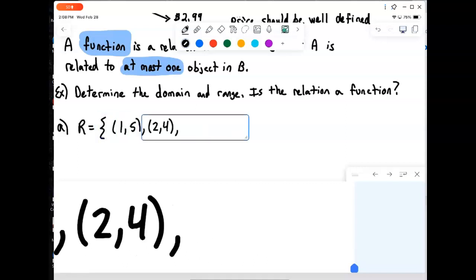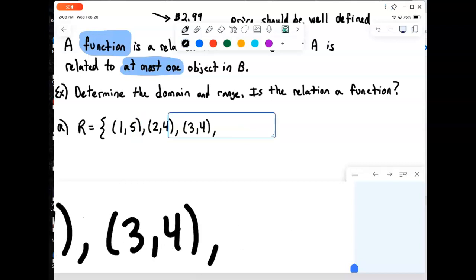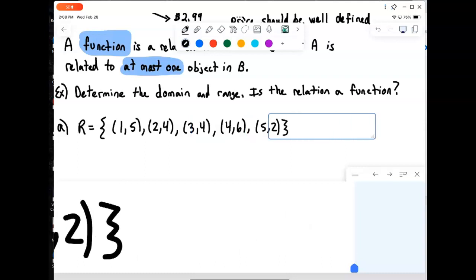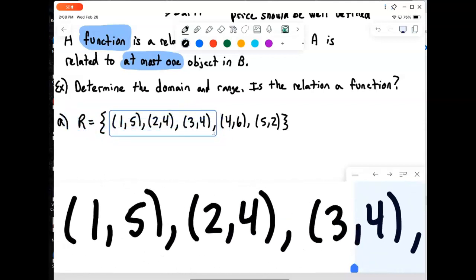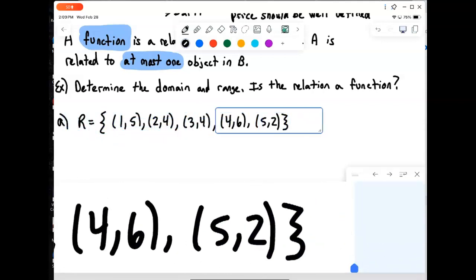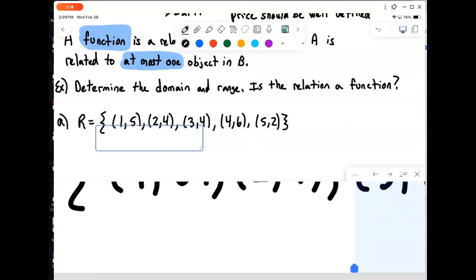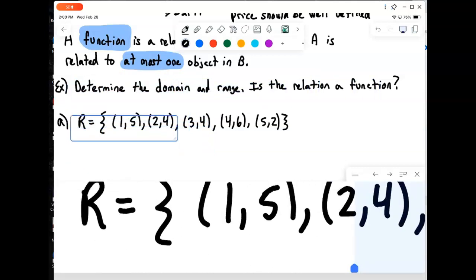3 goes to 4, 4 goes to 6, and 5 gets mapped to 2. So there are 5 relationships here for this particular relation. 1 gets sent to 5, 2 gets sent to 4, 3 gets sent to 4, 4 gets sent to 6, and 5 gets sent to 2. So there's two parts to the problem. We want to figure out the domain, and we want to figure out the range.